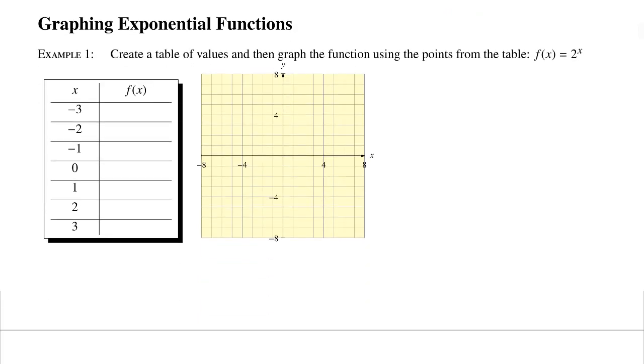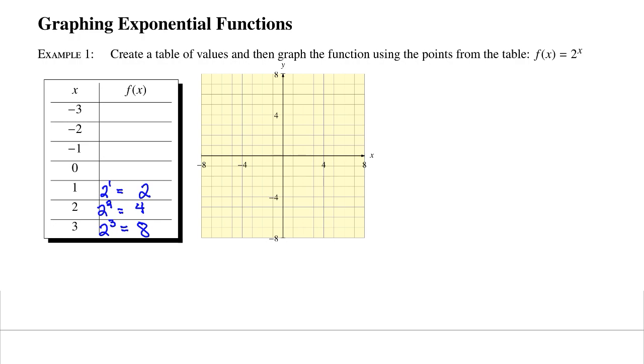Example 1, create a table of values and then graph the function using the points from the table. The function is f of x is equal to 2 to the x. So I think I'll start my table here at x equals 1. If I have 2 to the first, then that's just 2, because anything raised to the first power is just the number itself. So 2 to the first is 2. Then we have 2 squared is 4, and 2 cubed is 8.